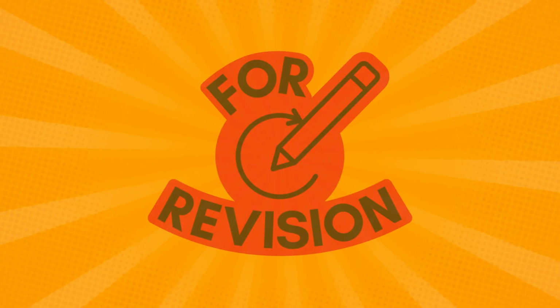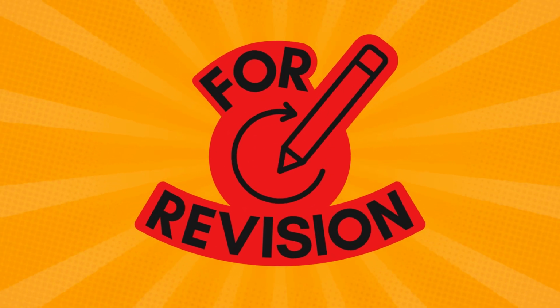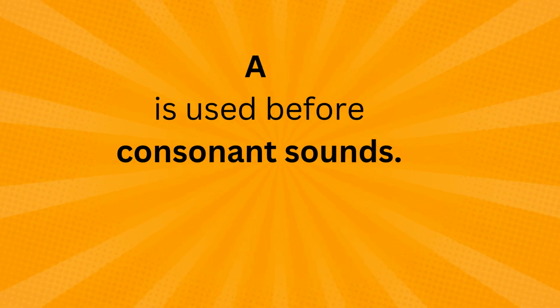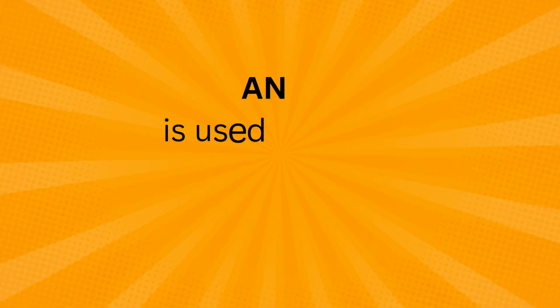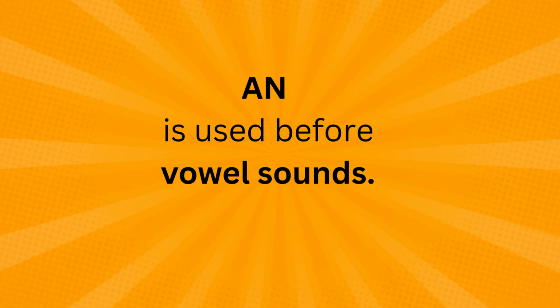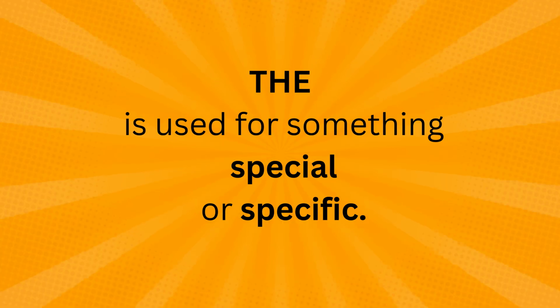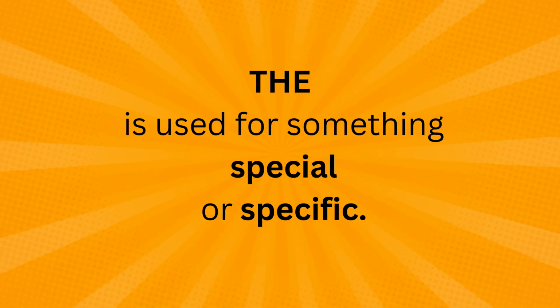Now, let's do a quick revision. Listen carefully. A is used before consonant sounds. An is used before vowel sounds. The is used for something special or specific.